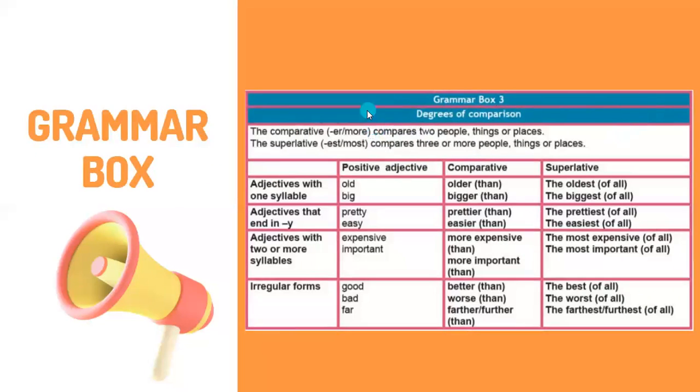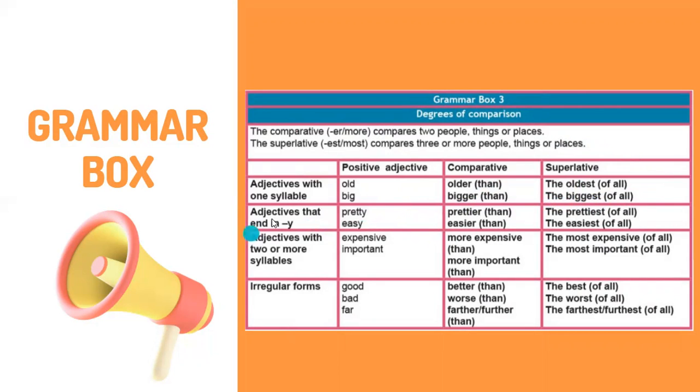Here we have three columns: the positive adjective, which is the simplest form of the adjective, the comparative, and the superlative. We have adjectives that have one syllable, as old and big. We have adjectives that end in y, adjectives with two or more syllables, and irregular forms. For example, old in comparative would be older, and in superlative, the oldest of all. When we are talking about superlative adjectives, we're referring to a bunch of people, things, or places, not only two. So big would be bigger or the biggest.